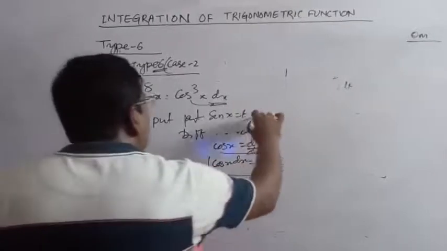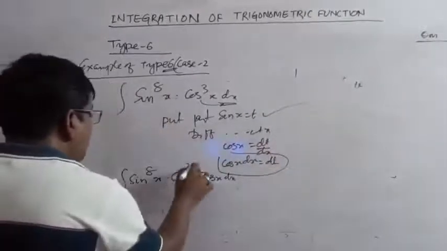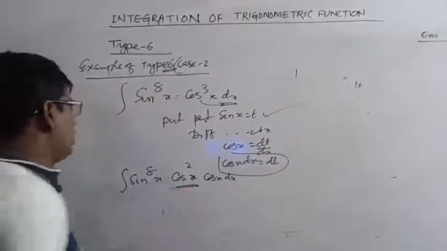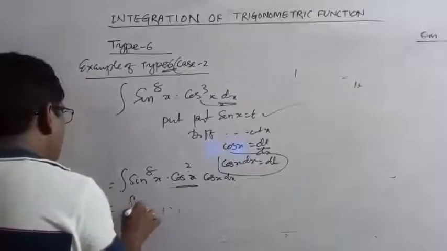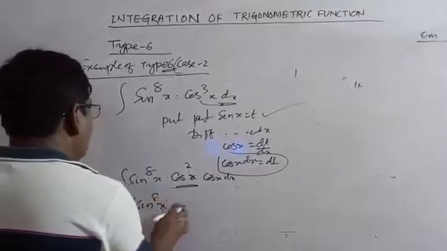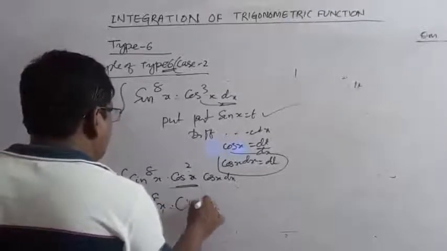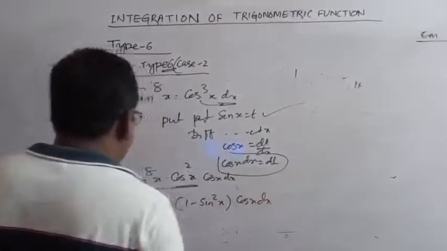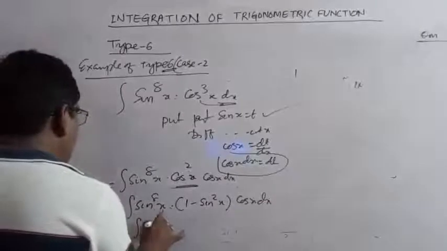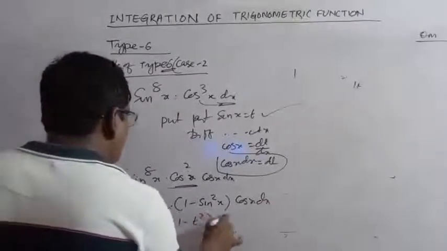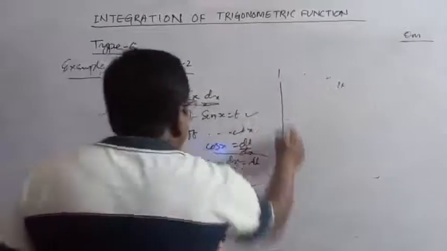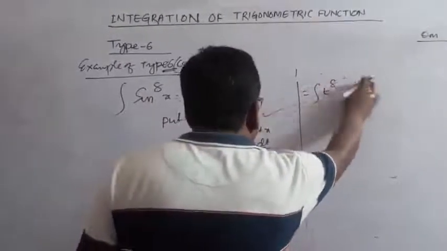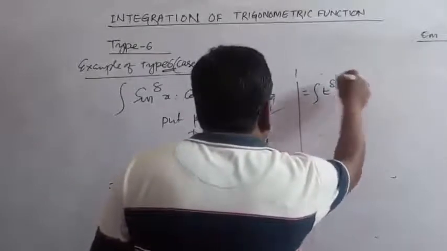Since we put sin x equal to t, here cos square x is present, so cos square x should be written in the form of sin square. So this is equal to sin to the power 8 x into (1 minus sin square x) into cos x dx. So this will be t to the power 8 into (1 minus t square) dt. Now multiply this. This is equal to t to the power 8 minus t to the power 10 into dt.